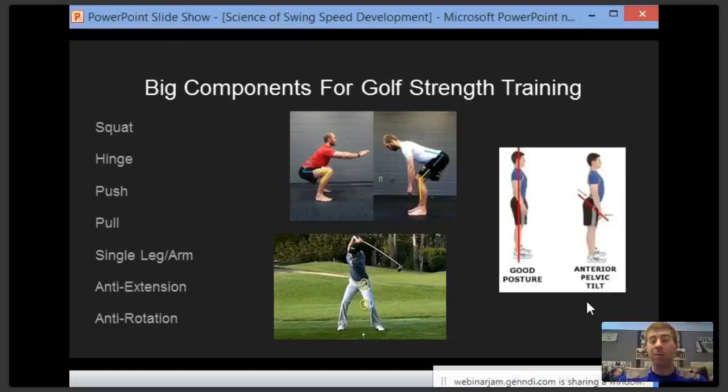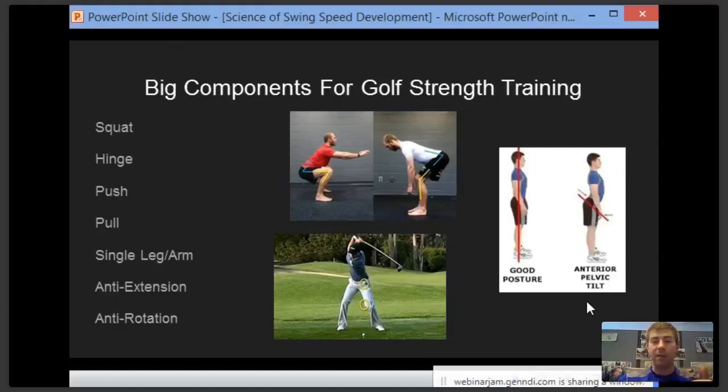Those are supplemental exercises. The core exercises that are really going to move the needle for you in terms of club head speed are generally the squat, the hinge, the push, the pull, the big compound strength movements. Single leg, single arm have a place, but they are in the supplemental realm, not in the primary realm. And then you have your core exercises. That's where you get into anti-extension and anti-rotation.